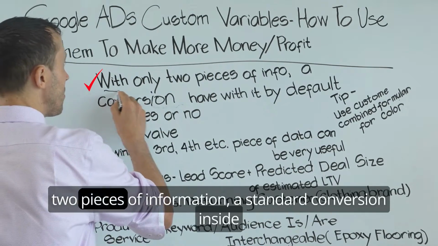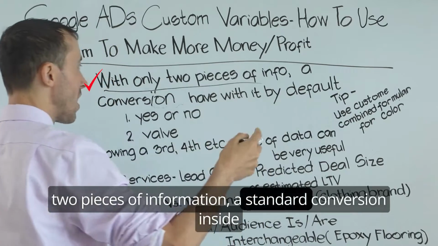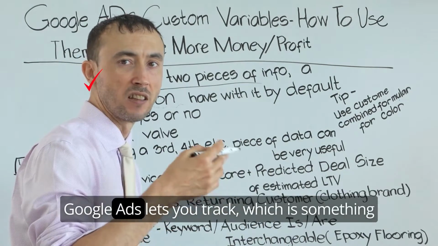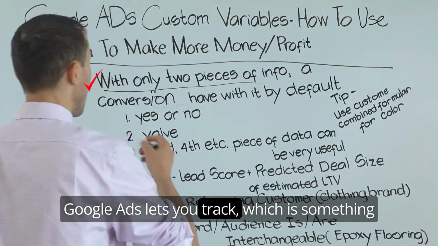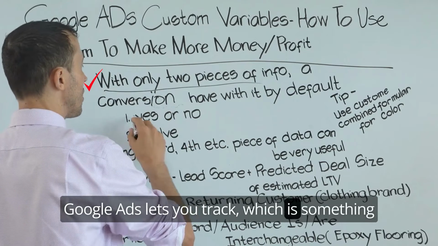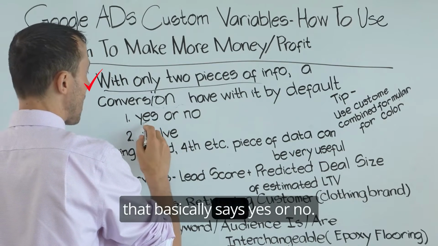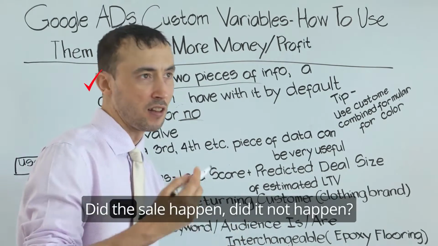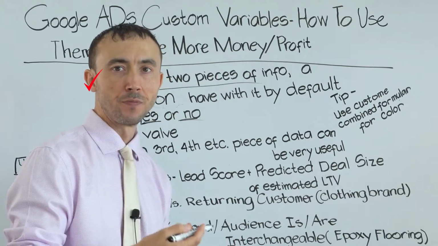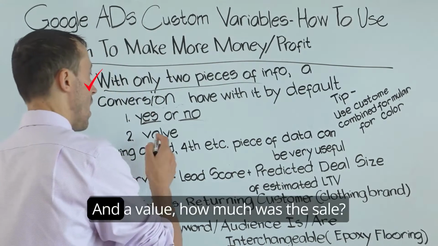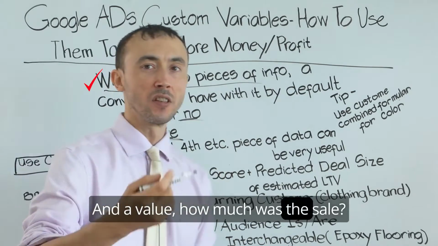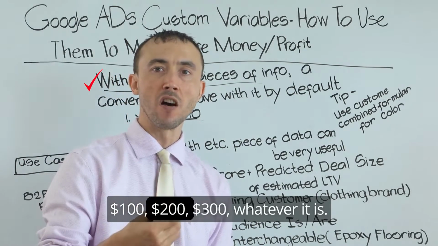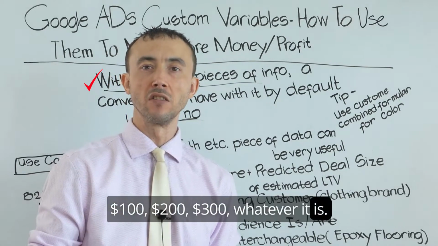With only 2 pieces of information, a standard conversion inside Google Ads lets you track, which is something that basically says yes or no. Did this thing happen? Did it not happen? Did the sale happen? Did it not happen? And a value. How much was the sale? $100, $200, $300, whatever it is, okay?